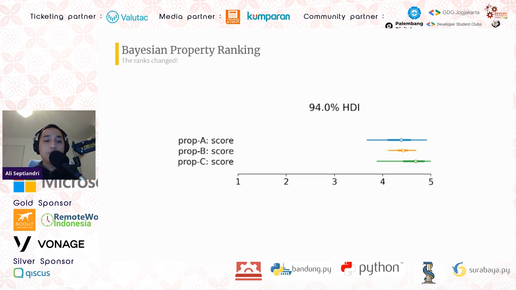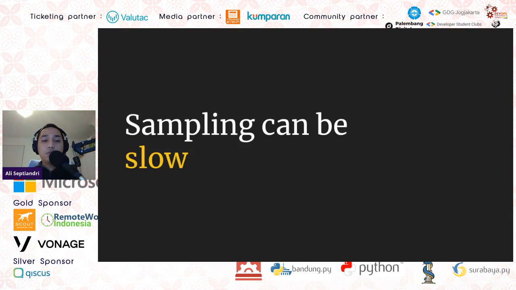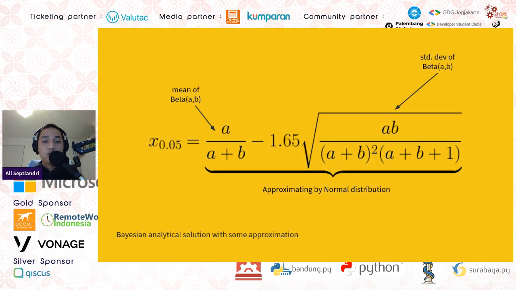You are not sorting the properties based on the average score, but you are using the fifth percentile of the possible scores. So it's something like that. The problem is sampling can sometimes be slow. So what you would do for bigger data is use some approximation like this. You're approximating by a normal distribution using the mean of beta and the standard deviation of beta, and you'll get the fifth percentile using the mean minus 1.65 times the standard deviation of the beta distribution. So this would make it more scalable in this case.